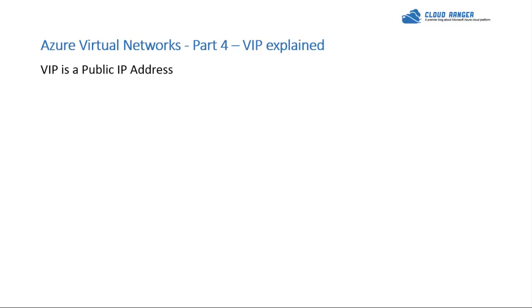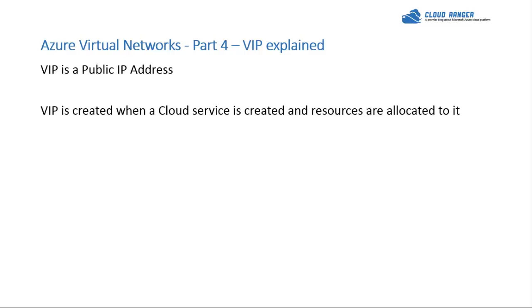So let's talk about the VIP a little bit. VIP is a public IP address. It is created when the cloud service is created and resources are allocated to it. So every time you create a cloud service, it's not going to create a VIP for you. It will create a VIP when you allocate resources to it. It means you create a cloud service, then you connect a VM in it, and that's when this cloud service will end up getting a public IP address.